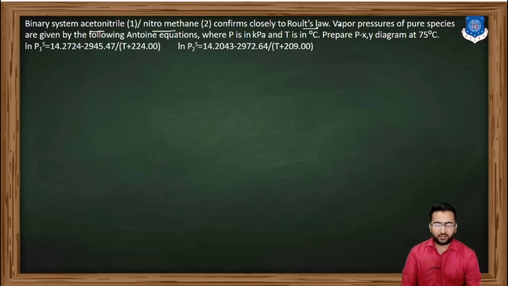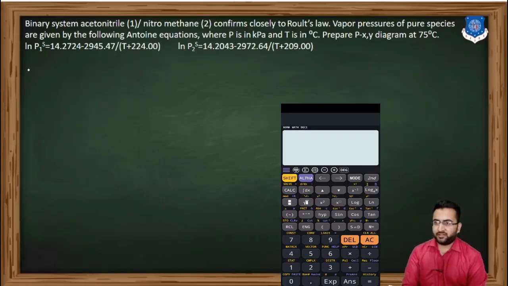So we can use Raoult's law. Vapor pressures of the pure species are given by the Antoine equation, ln P1 and ln P2. There will be two Antoine equations given here, for component 1, which is acetonitrile, and component 2, which is nitromethane. We have to draw the Pxy diagram at 75 degrees Celsius. So let's calculate this numerical.